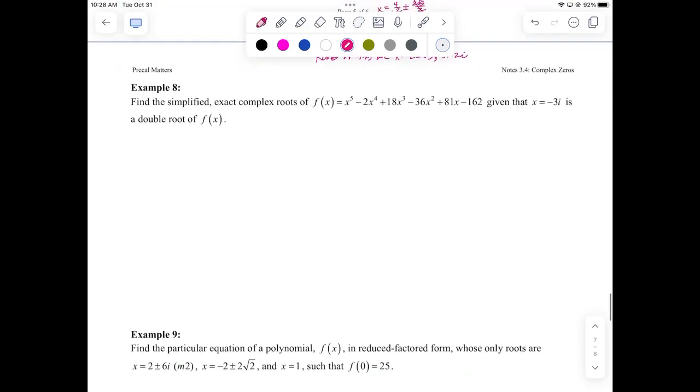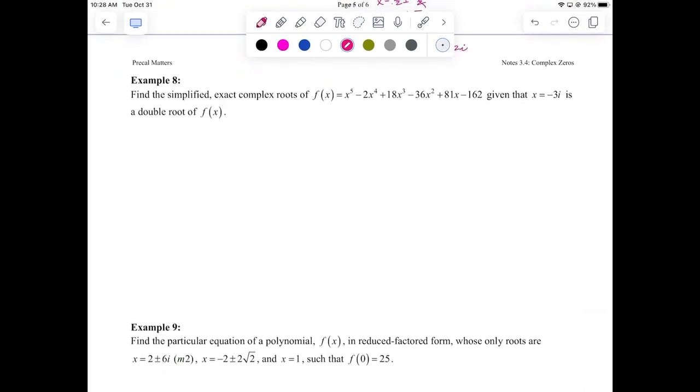All right, let's try example 8. I think you can like example 8. Do we have time? Yeah, we have time. Find the simplified exact complex roots of f of x, which is a 5th degree polynomial, given that negative 3i is a double root of f. That means it counts twice. It works twice in the synthetic division.